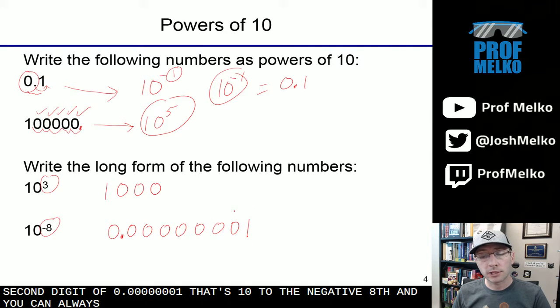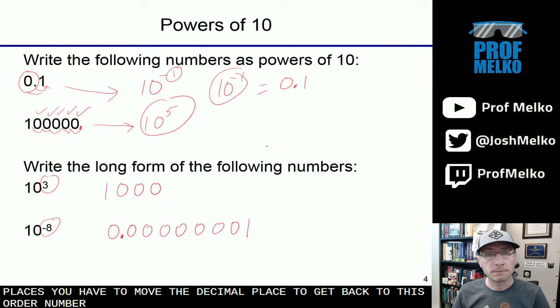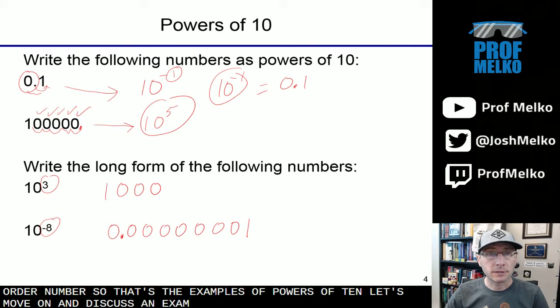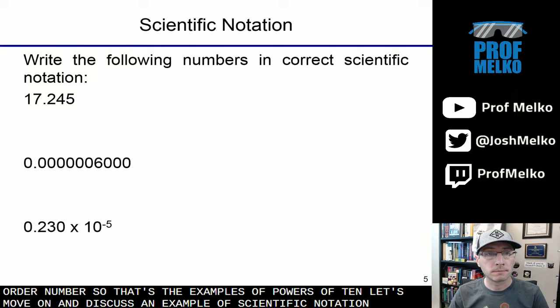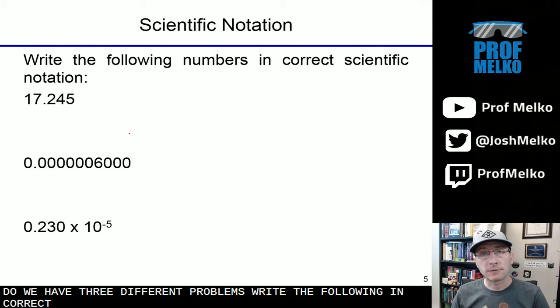And you can always check your answer here to figure out how many places you have to move the decimal place to get back to this sort of number. So that's the examples of powers of 10. Let's move on and discuss an example of scientific notation. Here we have 3 different problems. Write the following in correct scientific notation.